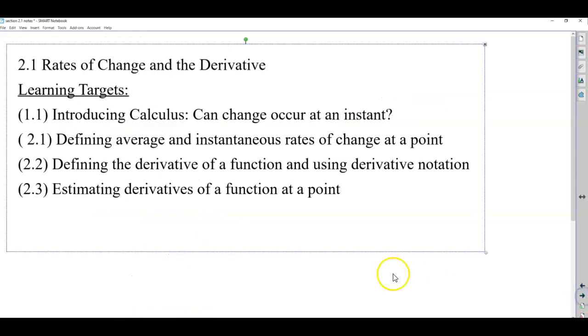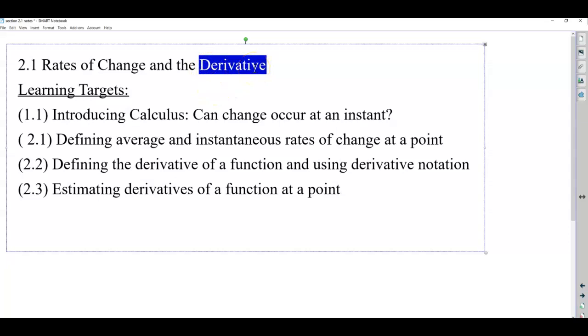All right, so here are our learning targets for today. We're going to introduce something called rates of change. You've heard of that in Algebra 1. The rate of change is just the slope, but now we're going to tie it to this new definition and this new concept called the derivative.